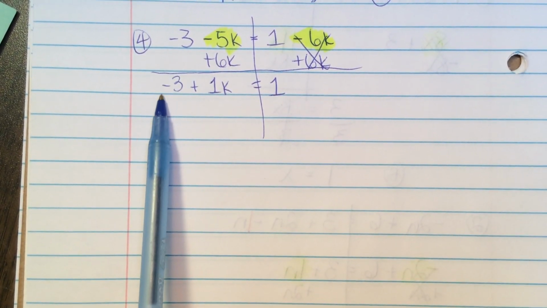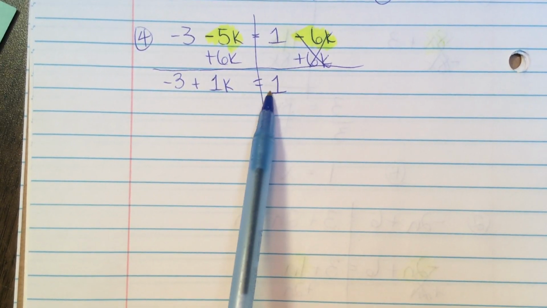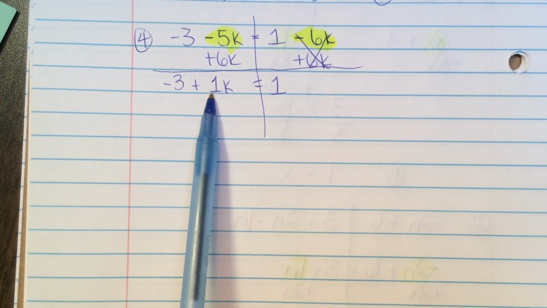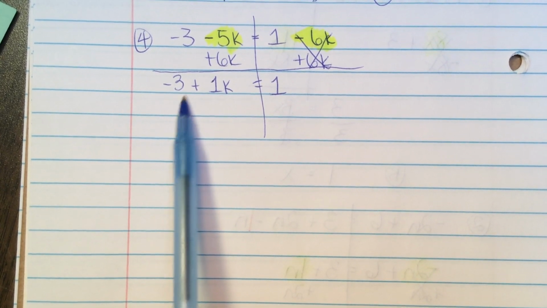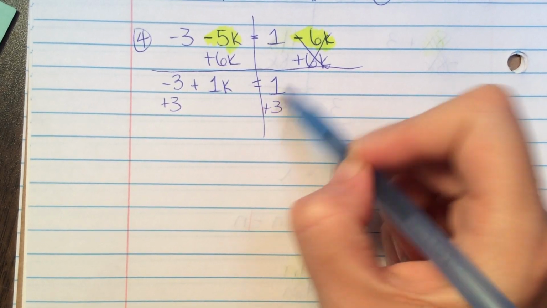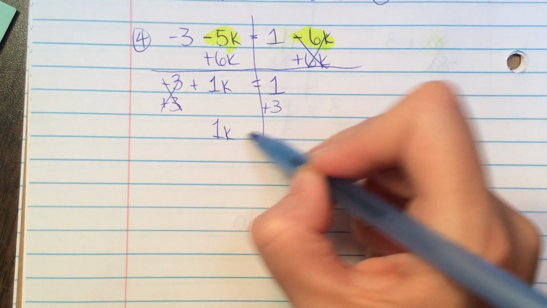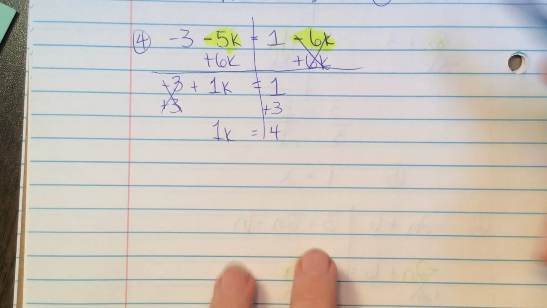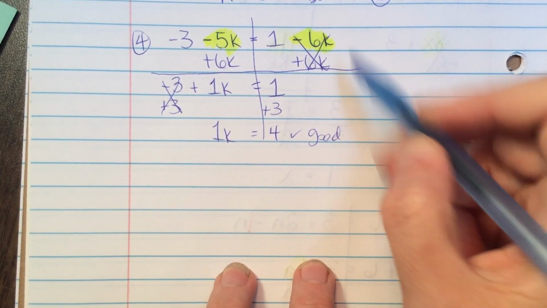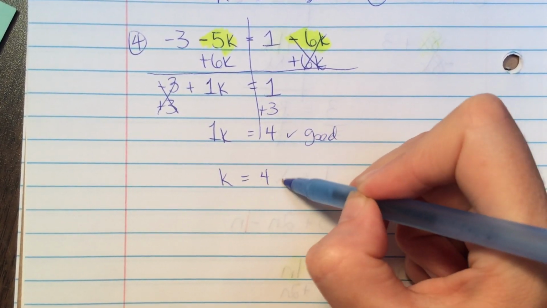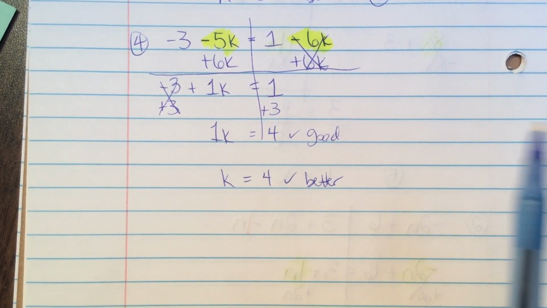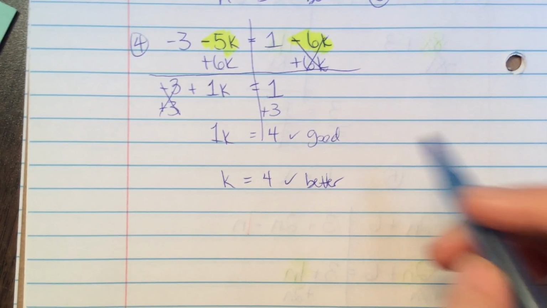So I keep my -3. I keep my 1. And then -5 plus 6 gives me +1. Now I got to get rid of this -3. So I got to add 3, add 3. So I got 1k equals 4. Well, again, I got 1k equals 4, which is fine. Or I could just drop that 1 because it's not -1. If it's +1, I don't even need to write it, right? And that's D.